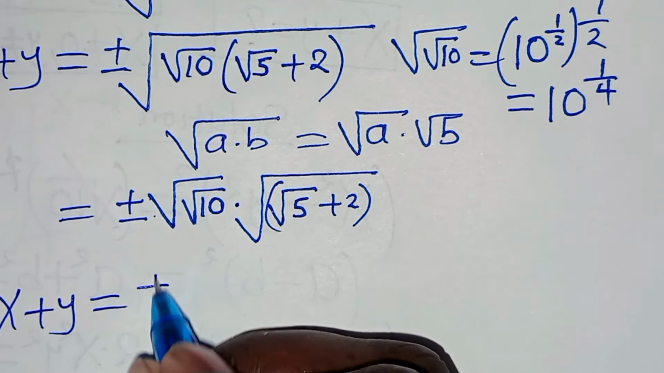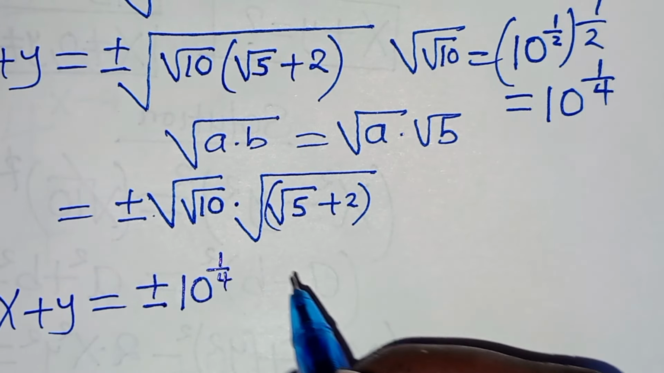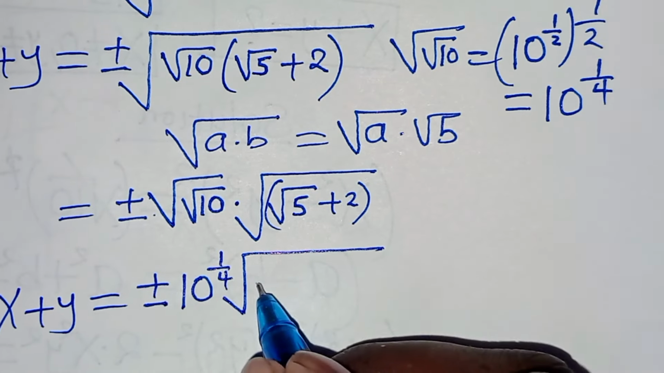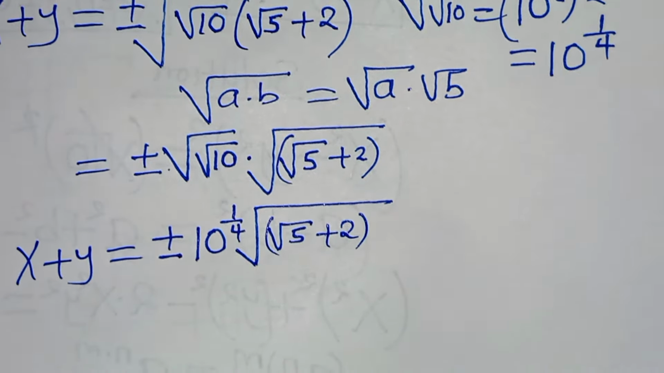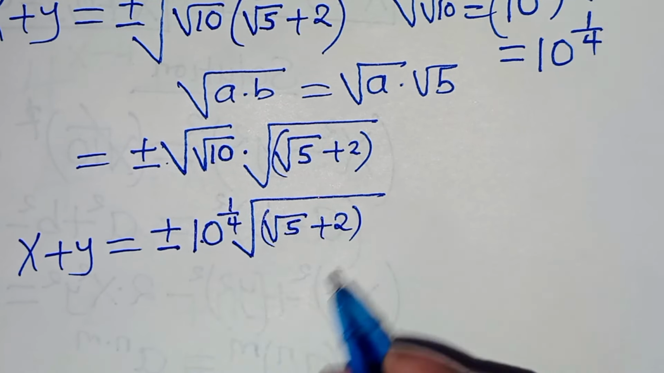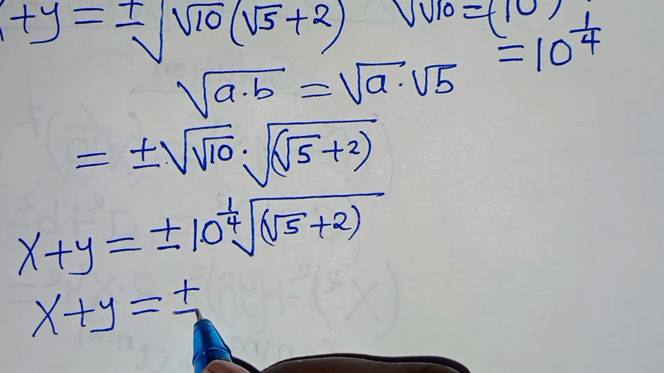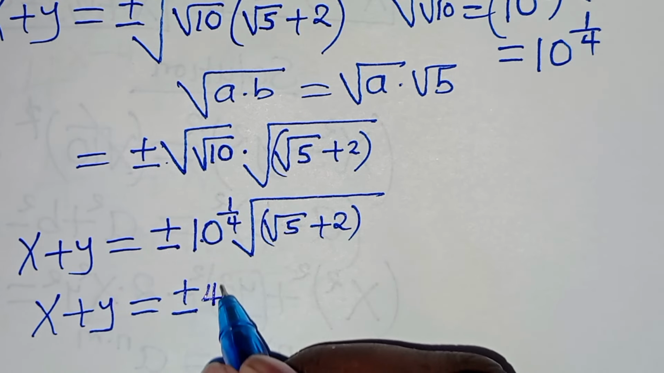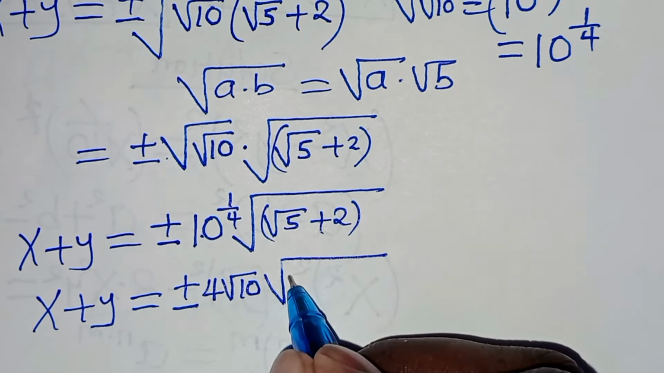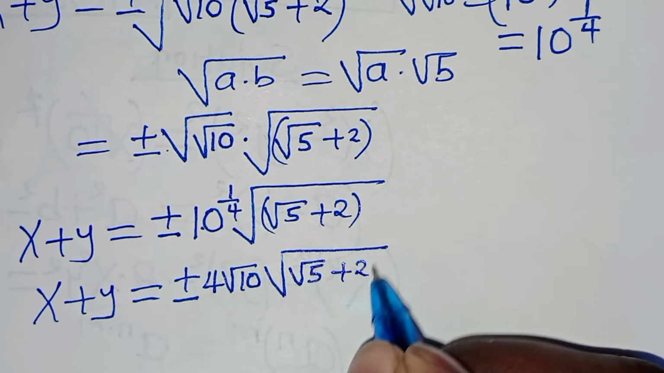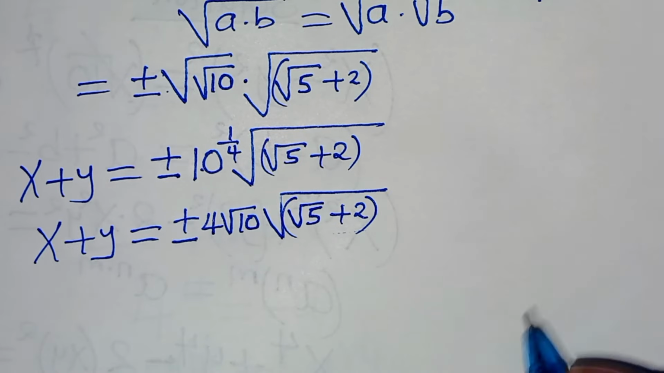This is equal to plus or minus 10 raised to power 1/4, then we have the square root of root 5 plus 2. So we can express 10 to the power of 1/4 as the fourth root of 10. So x plus y is equal to plus or minus the fourth root of 10 multiplied by square roots of root 5 plus 2. So this is the first value of x plus y. So we have two values of x plus y.